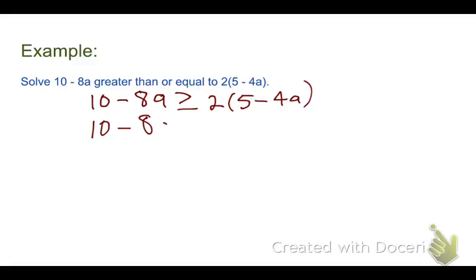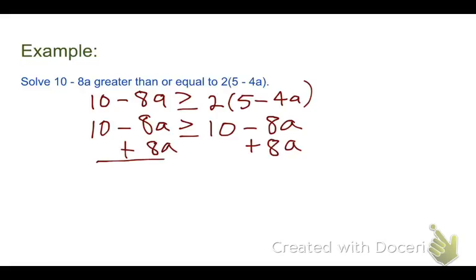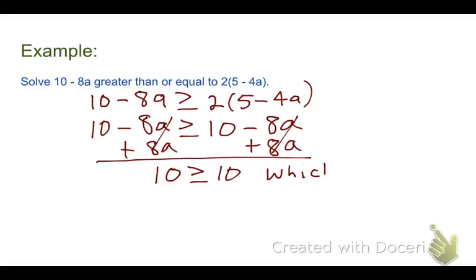So I have 10 minus 8a greater than or equal to 2 times 5, which is 10, and then 2 times -4a, which is -8a. If I add 8a to both sides of the inequality, I end up canceling or removing the a from both sides. What I'm left with is 10 is greater than or equal to 10, which is always true.